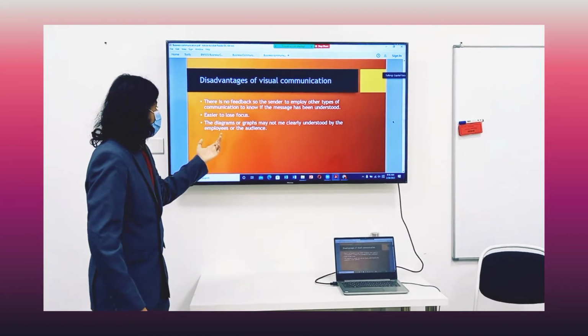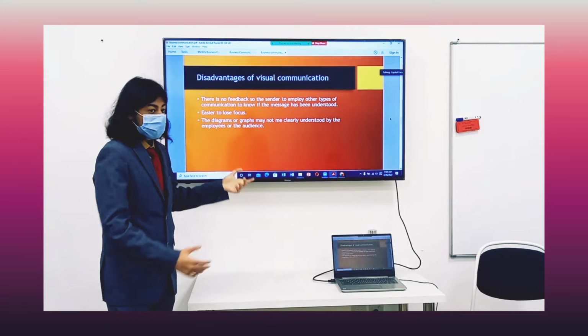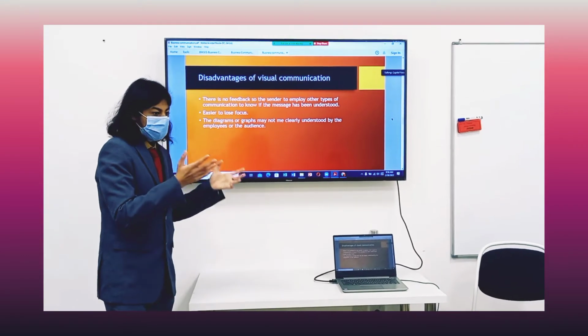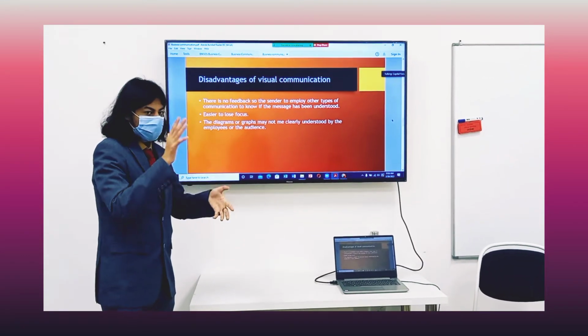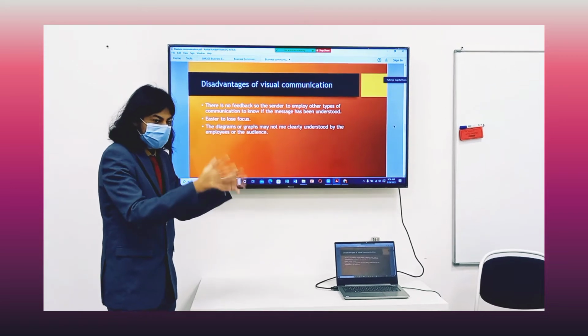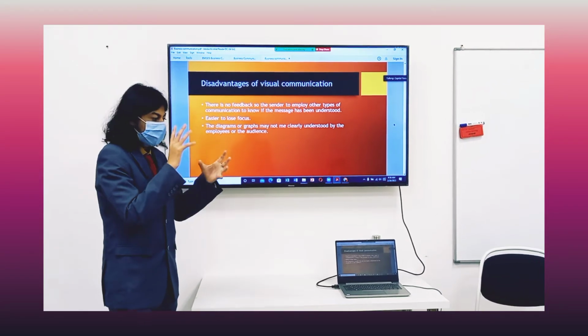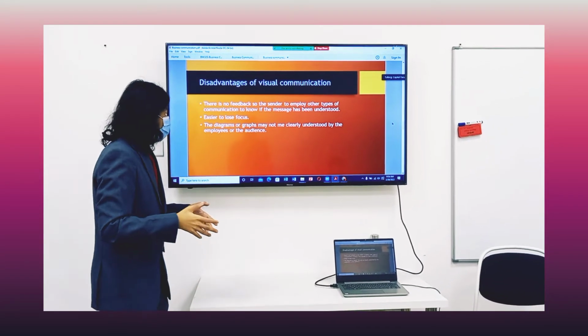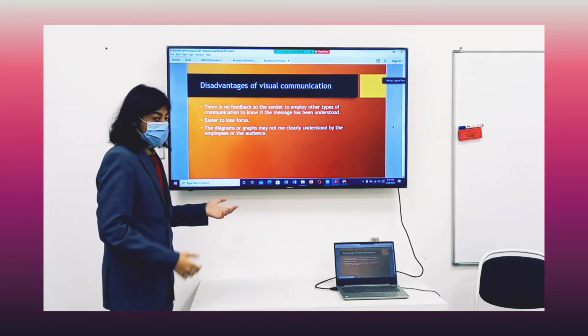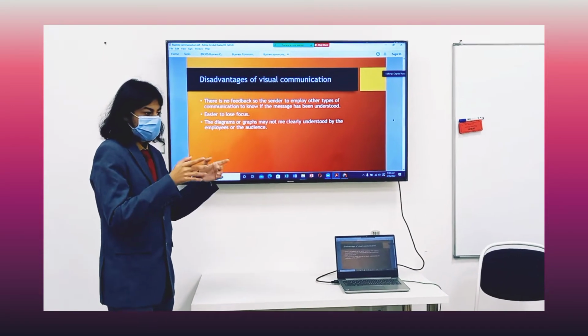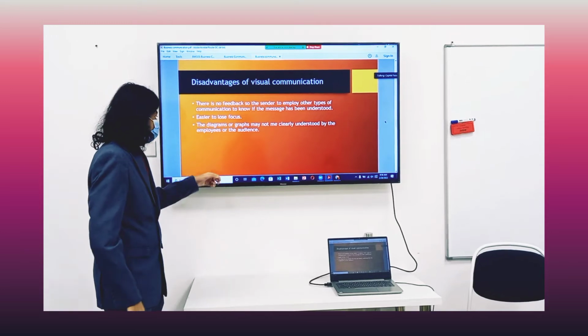So yeah, it's easier to lose focus. If I'm giving you a pie chart, you'll be in a world of your own, because there'll be a lot of numbers, a lot of diagrams, a lot of things, and you'll be lost in it, and you lose focus. Because the more you focus, the narrower your vision gets.